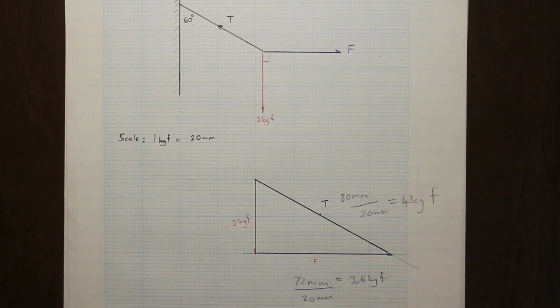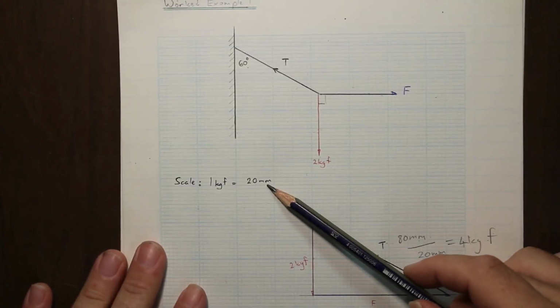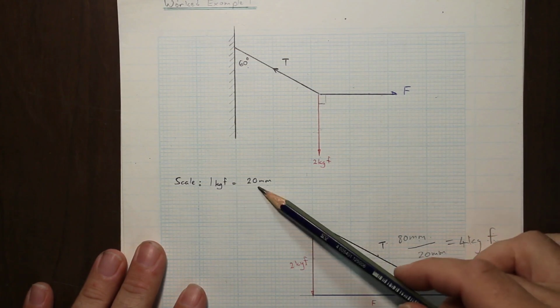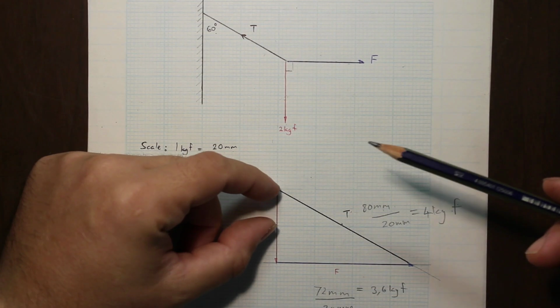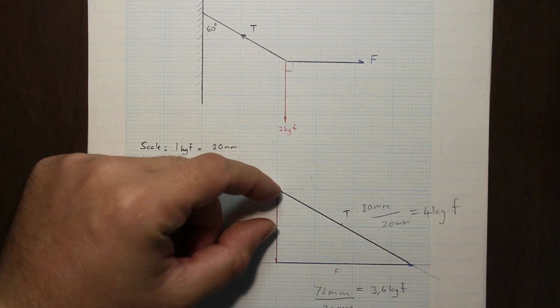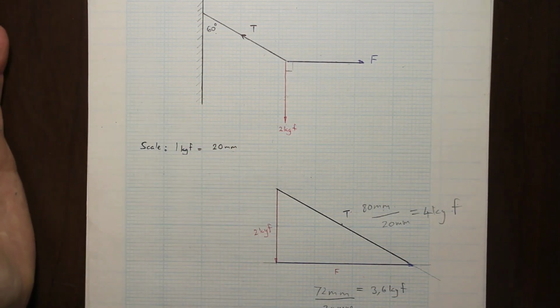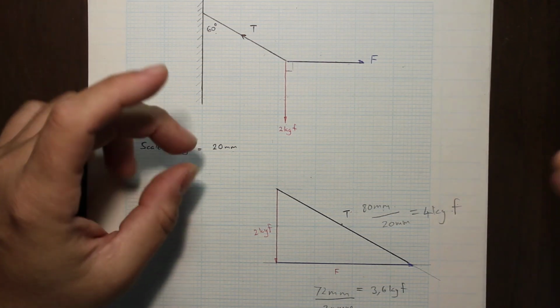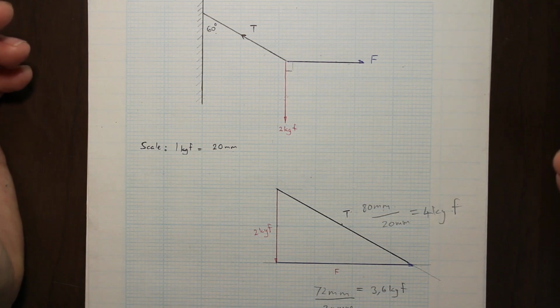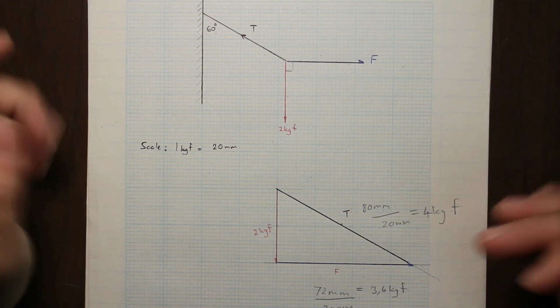All right. And you remember, if you took a different scale, if you took 1 kilogram of force equals 10 millimeters, your triangle would be a lot smaller. You'd have like the first one there, like that size. It'd be a lot smaller, and sometimes it'll be a lot less accurate because your scale is smaller, but you should get the same answer.